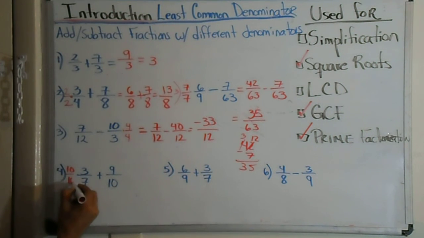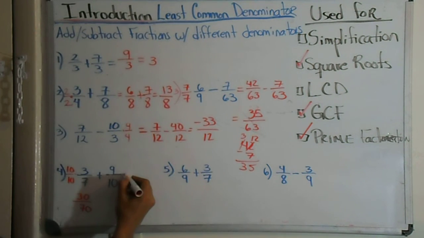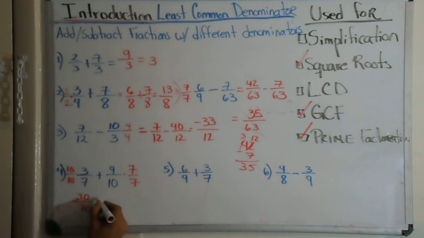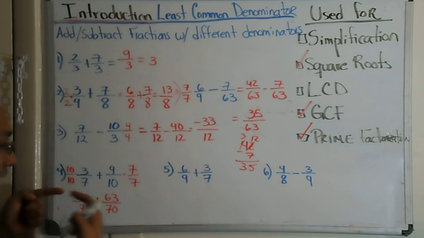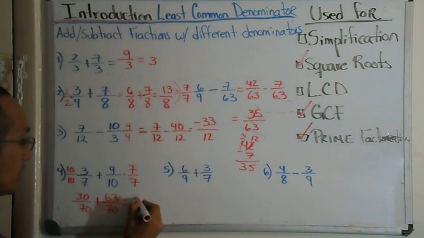10 here, 10 here. So 10 times 3 is 30. 10 times 7 is 70. And then this guy, I'm going to multiply times 7, top and bottom. 7, 7. So 9 times 7 is 63. 10 times 7 is 70. So now, since I have the denominators the same, I could add the top numbers, and therefore this becomes 93 over 70.